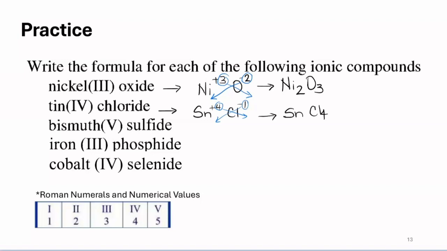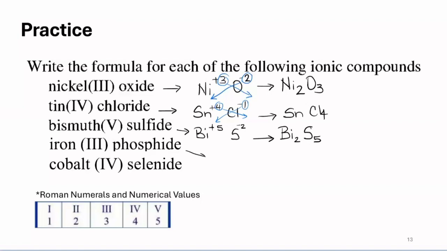Next, we have bismuth 5 sulfide. Symbol for bismuth, Bi. Roman numeral 5 means that it is 5 plus. Sulfide refers to sulfur, which, because sulfur lives in group 6A, is always -2 charge. When I exchange the value, as you have seen that I illustrated in the other one, we have Bi2S5.